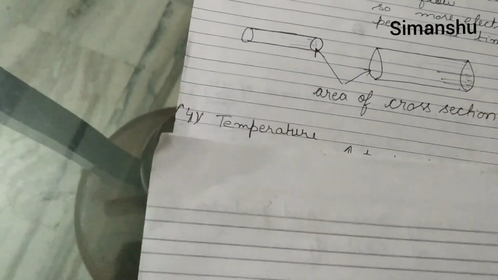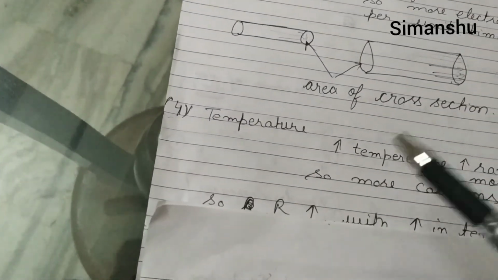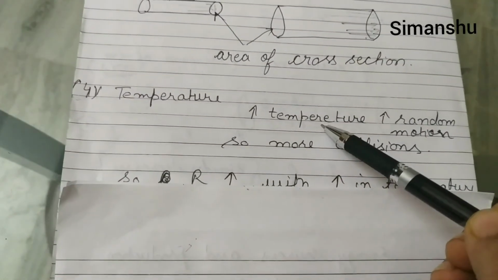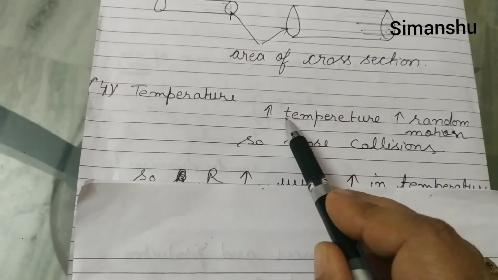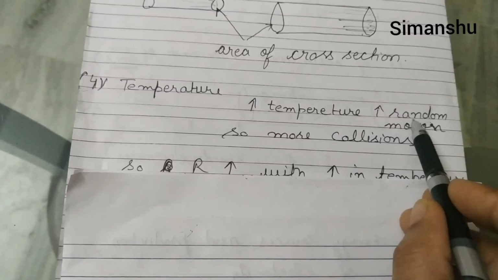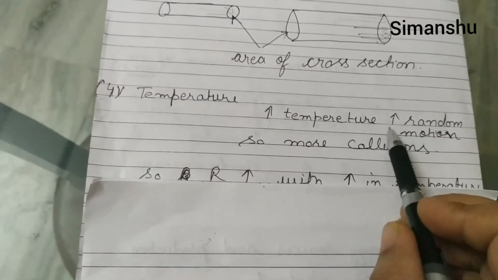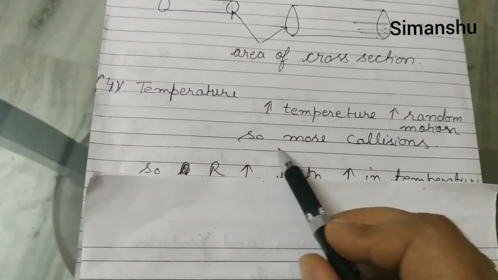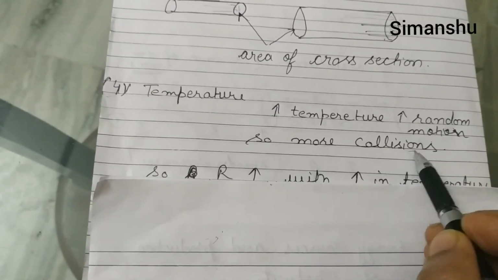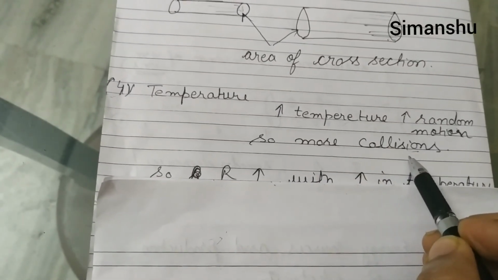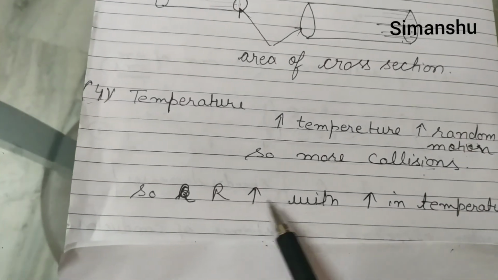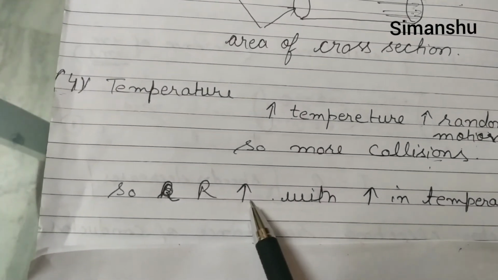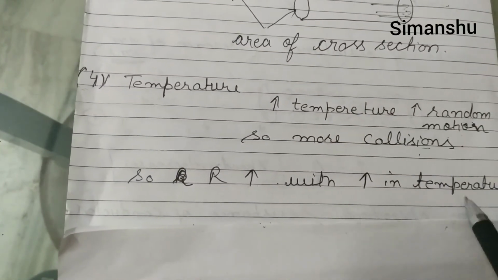And the last one is temperature. With an increase in temperature, electrons will move randomly. Increase in temperature causes an increase in random motion. Increase in random motion means more collisions will be there. More collisions will lead to an increase in resistance. Resistance increases with an increase in temperature.